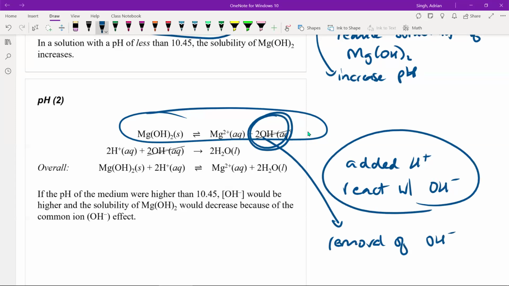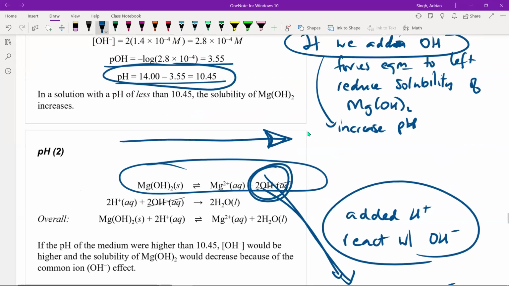with the H plus. As we take away something from one side of an equilibrium system, guess what? The equilibrium system responds to replace the amount of stuff that we took away. This is an application of Le Chatelier's principle. So by decreasing the pH, we actually make the salt, the magnesium hydroxide, more soluble. So that's if we were to decrease the pH.